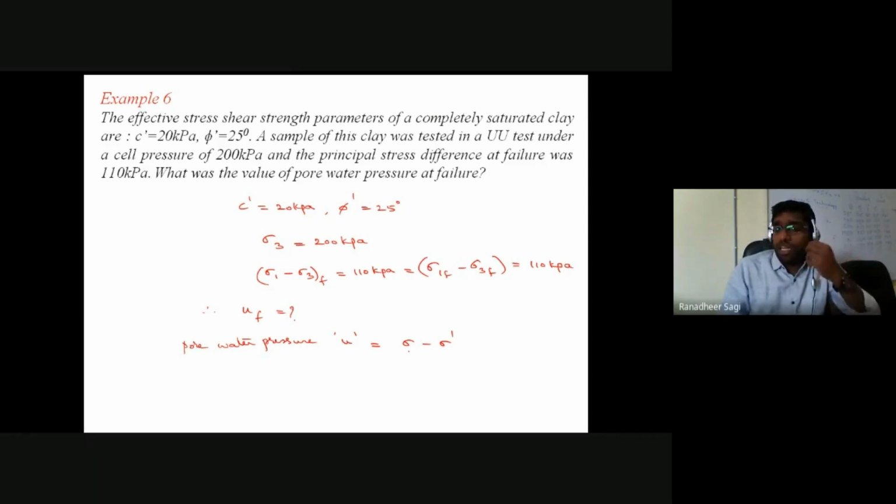Now I want to know how much is my total stress and how much is my effective stress. If I know my total stress and effective stress, the difference between total stress and effective stress gives me the pore water pressure. Okay, so let's go on to understand how to calculate your total stress and subsequent effective stress. If we know your total stress and effective stress, then we can simply say how much pore water pressure exists there.